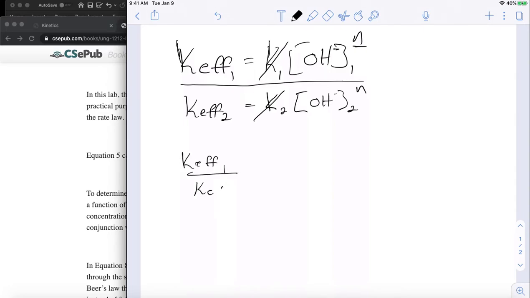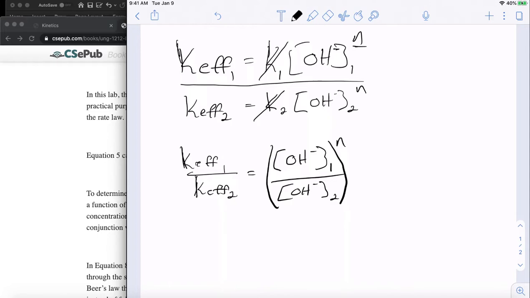What we're left with is the ratio of k effective 1 over k effective 2. And I apologize, these really should be lowercase k's. Lowercase k's are rate constants. As you get on to the next chapter, you'll see that capital K's are actually equilibrium constants. That's why I'm trying to be careful in my notation. That ratio is related to the hydroxide concentration for experiment 1 to some power over the hydroxide concentration of experiment 2 to that same power. I can rewrite that by putting the whole ratio in parentheses, raised to some power.